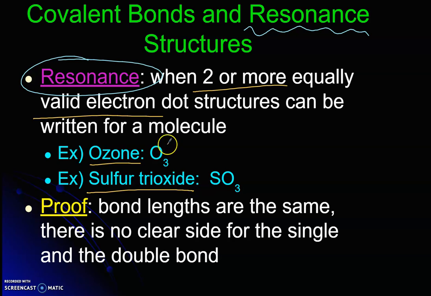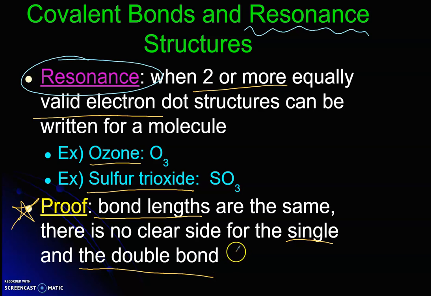Okay, so ozone has the formula O3, and sulfur trioxide has SO3. And the way that scientists were able to prove this is by looking at the length of the bonds between the atoms. What we're basically doing in these resonance structures is moving lone pairs and double bonds. So you'll see that there is no clear one way to draw these, and there's not one clear example where the single or double bond is located.